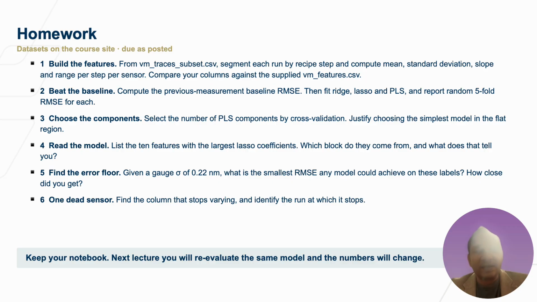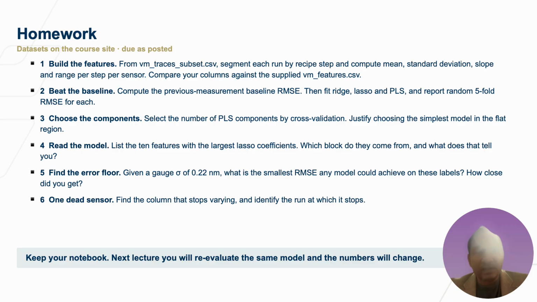List the 10 largest lasso coefficients and say which block they came from. If the answer is the lot-level block, tell me what that implies. You will need the answer for the next lecture. Given the gauge sigma of 0.22 nanometers, which is the smallest RMSE any model could achieve on these labels, derive it, do not guess it, and say how close you got.